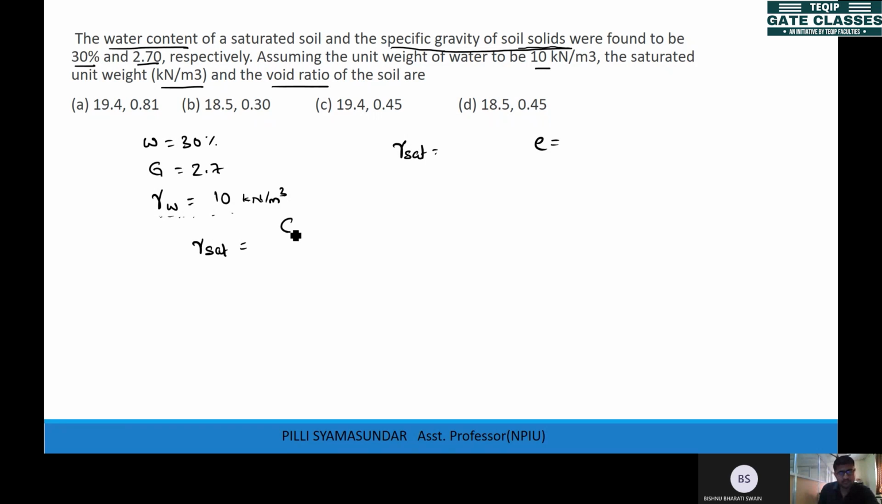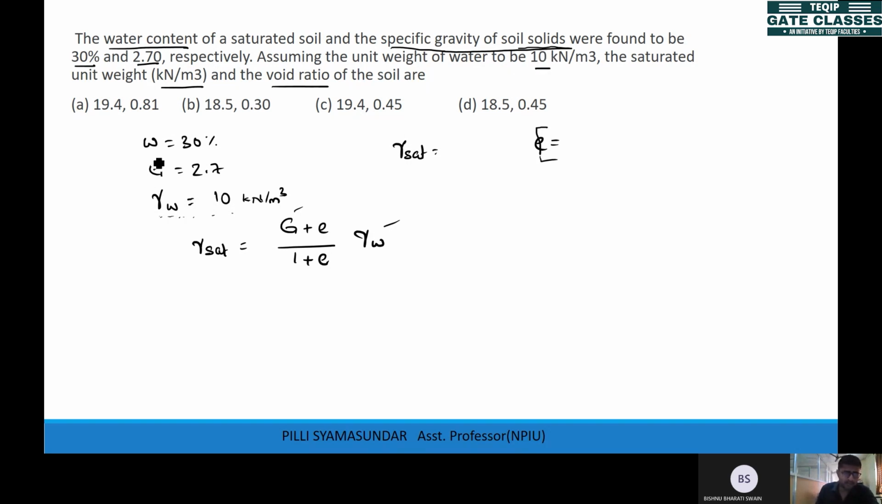Gamma sat is (G plus E) by (1 plus E) times gamma W. Check whether we have all the parameters or not. We have gamma W given as 10 and you have G, but you don't have E. So E is required, and E is also asked in the question. So he is asking the void ratio also, right? How do we find out E? Okay, we'll check whether these parameters are sufficient or not.